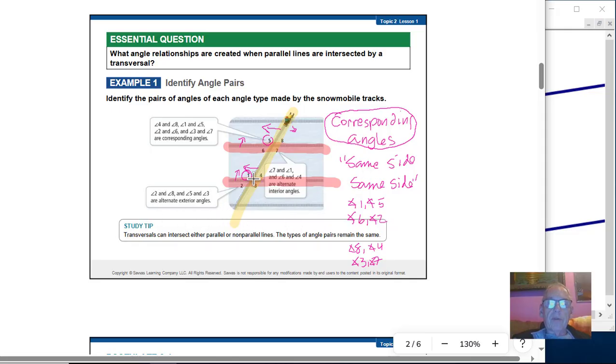Alternate exterior angles. Alternate, let's look over here, alternate exterior, we could interpret as alternate sides or opposite side of the transversal, outside, exterior, outside the lines that are crossed. So opposite side, outside, we'll go with alternate exterior. Now let me erase this other stuff from the diagram here.